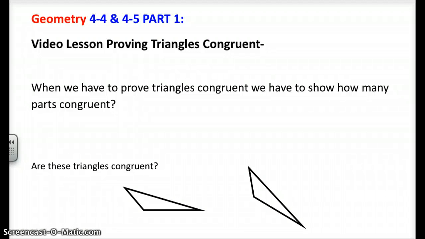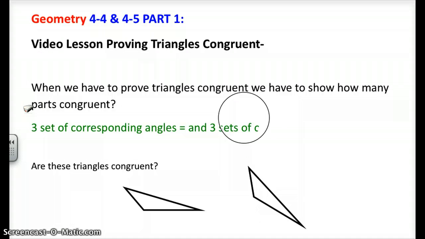In our last lesson, we talked specifically about congruent triangles. And when we have to prove two triangles are congruent, what did we learn in that last section? We learned that we have to have our corresponding angles, the three sets of corresponding angles, be congruent, and the three sets of corresponding sides be congruent.